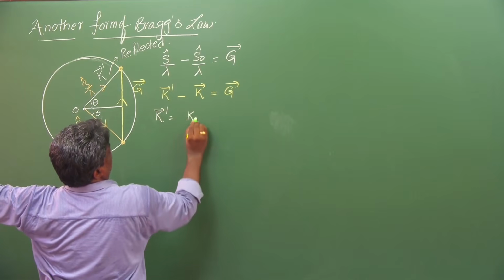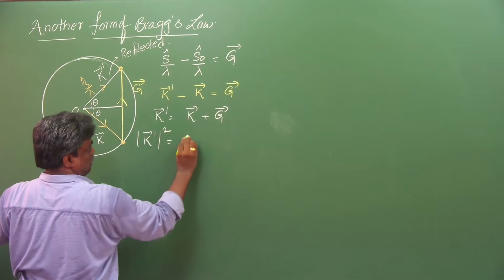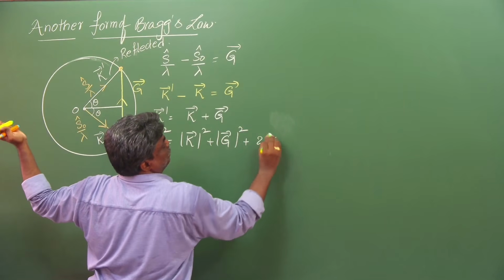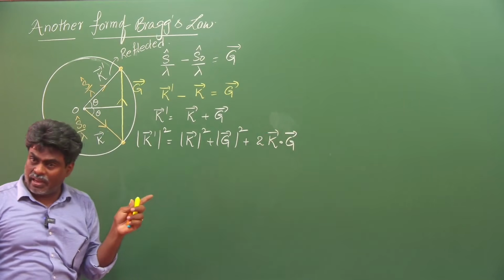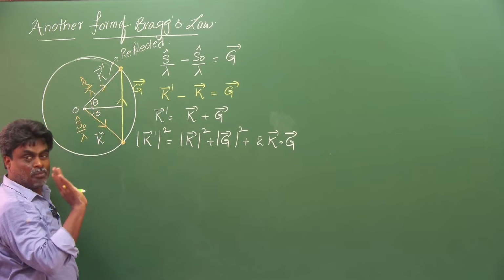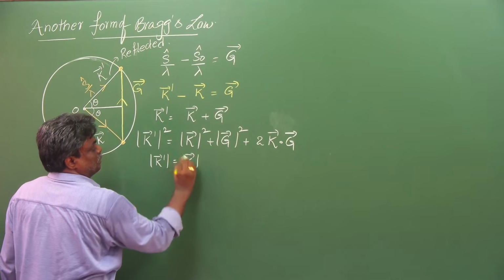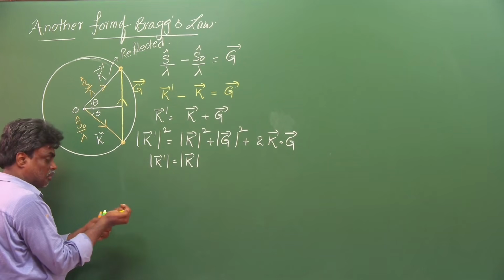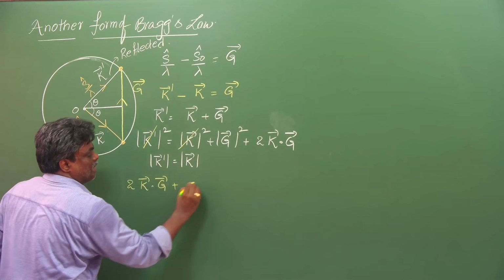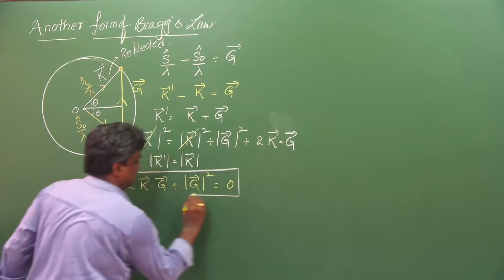k prime equal to k bar plus G bar. Now k prime magnitude square equal to k bar magnitude square plus G bar magnitude square plus 2 k bar dot G bar. Is it okay? Now, because of this sphere, this magnitude and this magnitude both are same, so k prime magnitude equal to k magnitude. Now, shall I cancel these two? Once you cancel this, I am getting 2 k bar dot G bar plus G bar mod square equal to 0. Yes, you can say this is the condition, no problem.